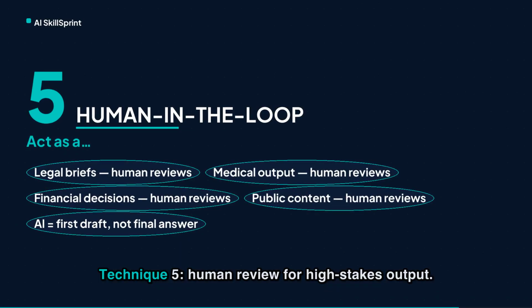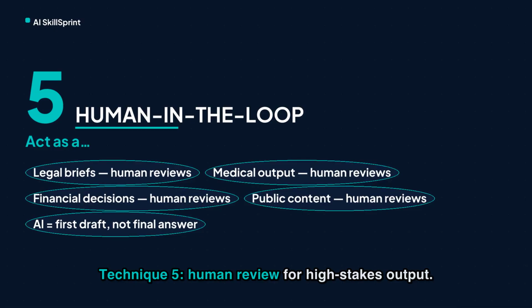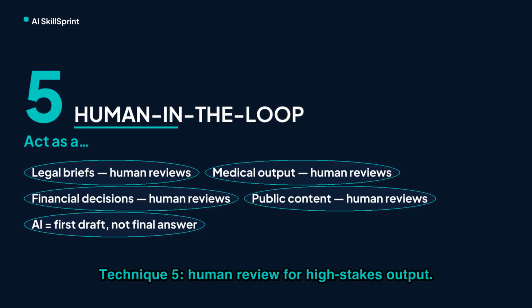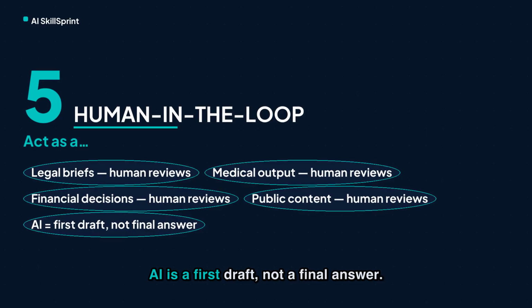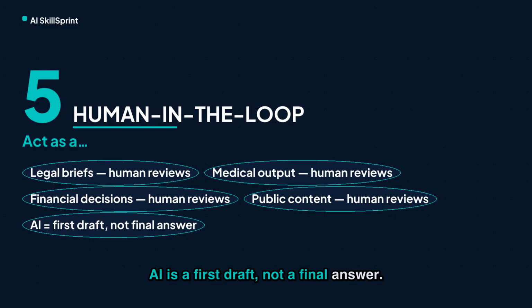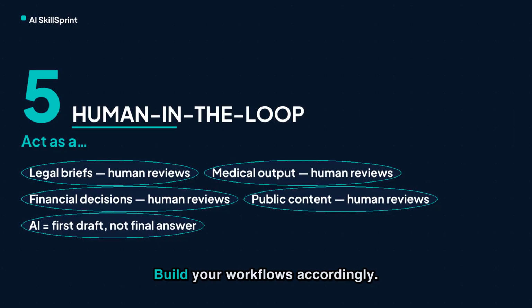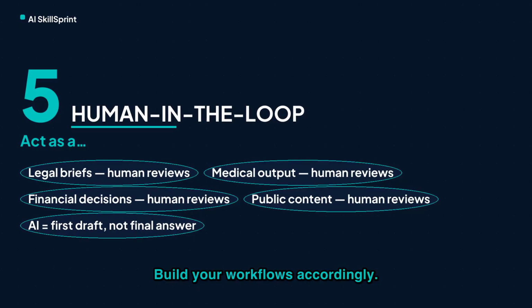Technique 5. Human in the loop for high-stakes output. For any output that's consequential, legal briefs, medical advice, financial decisions, public-facing content, a human must review before it ships. AI is a first draft, not a final answer. This isn't about distrust. It's about understanding what LLMs are: powerful generators that can't guarantee factual accuracy.